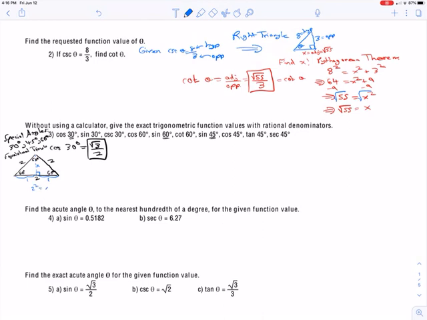2 squared equals x squared plus 1 squared. So 4 equals x squared plus 1. As you subtract 1 on both sides, 3 is equal to x squared. So you take the square root, x equals square root of 3.